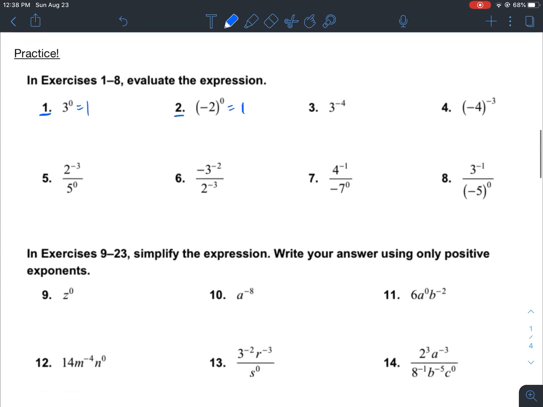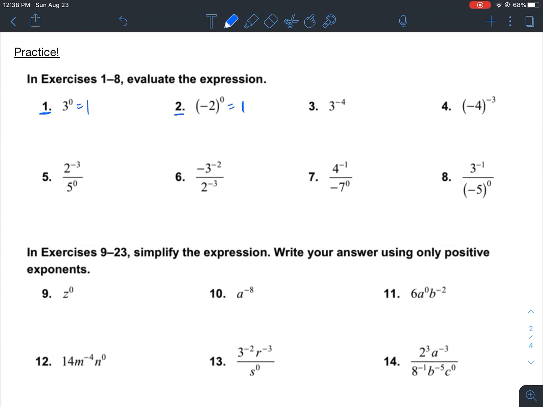So let's go down here to our examples again. So for number 3, we have a negative exponent. And so the negative exponent rule says that this is equal to its reciprocal. So 1/3 to the 4.